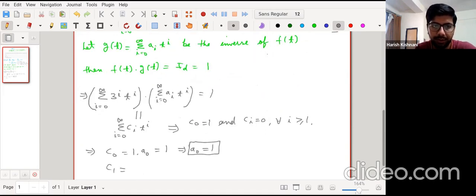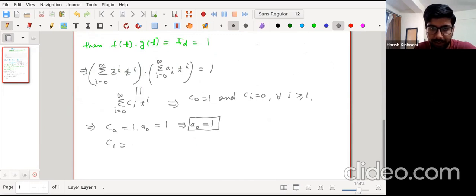Here it's going to be A1 times this series, our B series. So its first coefficient is 1 plus A naught times B1. That is the second coefficient of this series, that is 3 raised to 1. So it is 3, and that is 0. C1 is 0, right? And you already know the value of a naught, that is 1. So 1 dot 3 equal to 0, which will imply a1 is minus 3.